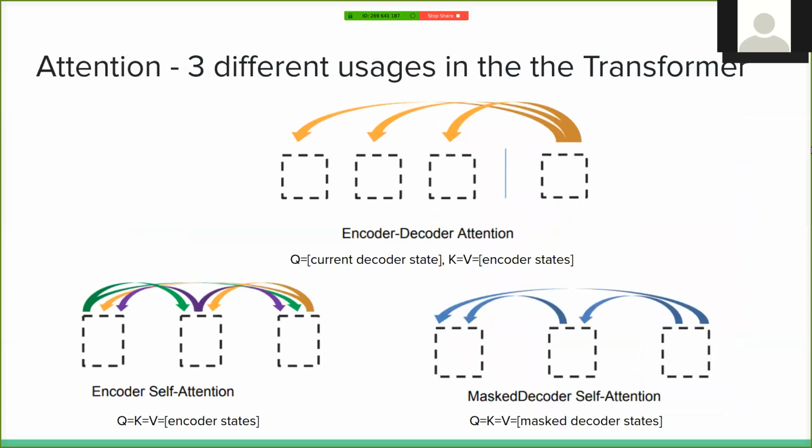So attention is used 3 times in the model. We have this encoder-decoder attention, which is nothing new. It's been used already before. And then we have these self-attentions that intervene both in the encoder and the decoder, and this is the novelty of the model.